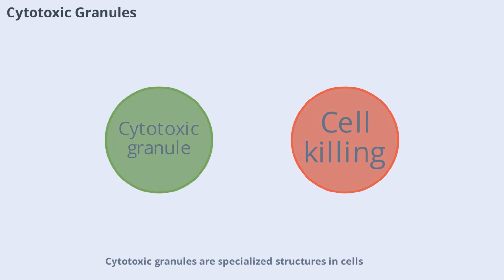Cytotoxic granules are specialized structures in cells like cytotoxic T cells and NK cells. They contain molecules such as perforin and granzymes that induce death in target cells. This mechanism is crucial for eliminating infected or cancerous cells.